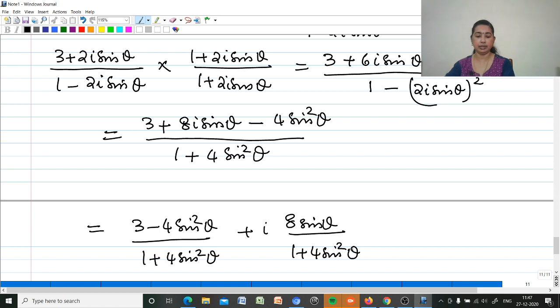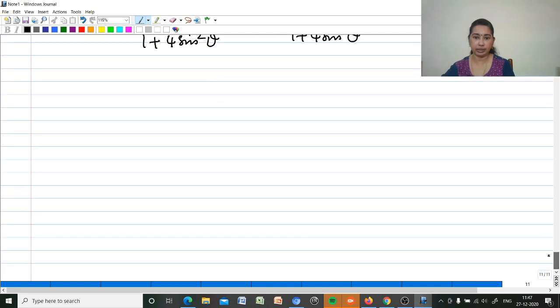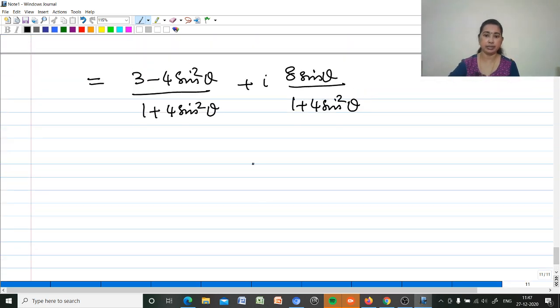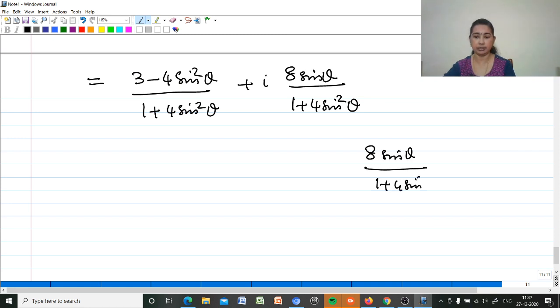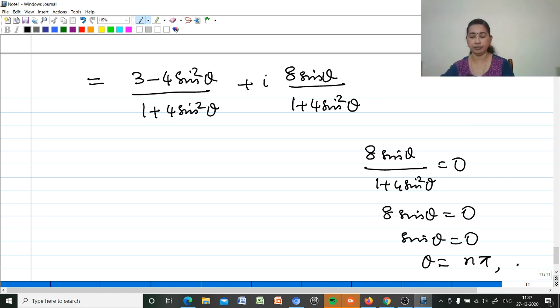It is given that this is purely real, so no imaginary part will be there. So we have to equate that imaginary part as 0. So that is 8 sin theta by 1 plus 4 sin square theta equal to 0, or 8 sin theta is equal to 0, or sin theta is equal to 0. That means theta is equal to n pi, where n is an element of Z. It is asked to find real theta such that this is purely real, so we equate the imaginary part to 0 and get theta equal to n pi.